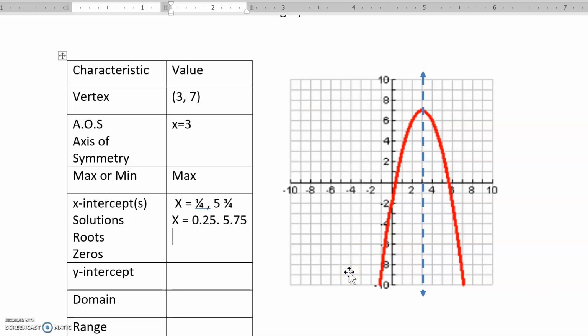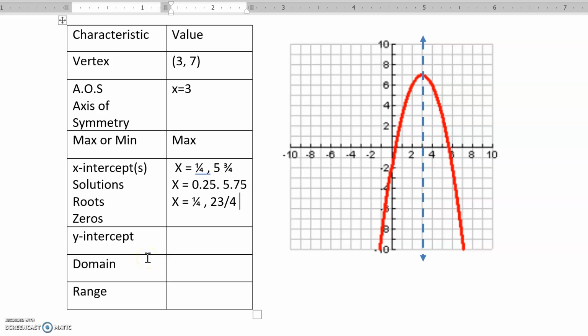You could also write that second one as an improper fraction, which is what you are going to see more often than not, which would be 5 times 4 is 20, plus 3 would be 23 over 4. So you don't have to have all of these options listed. These are the 3 different ways that you could write your answer, and it would all be correct.